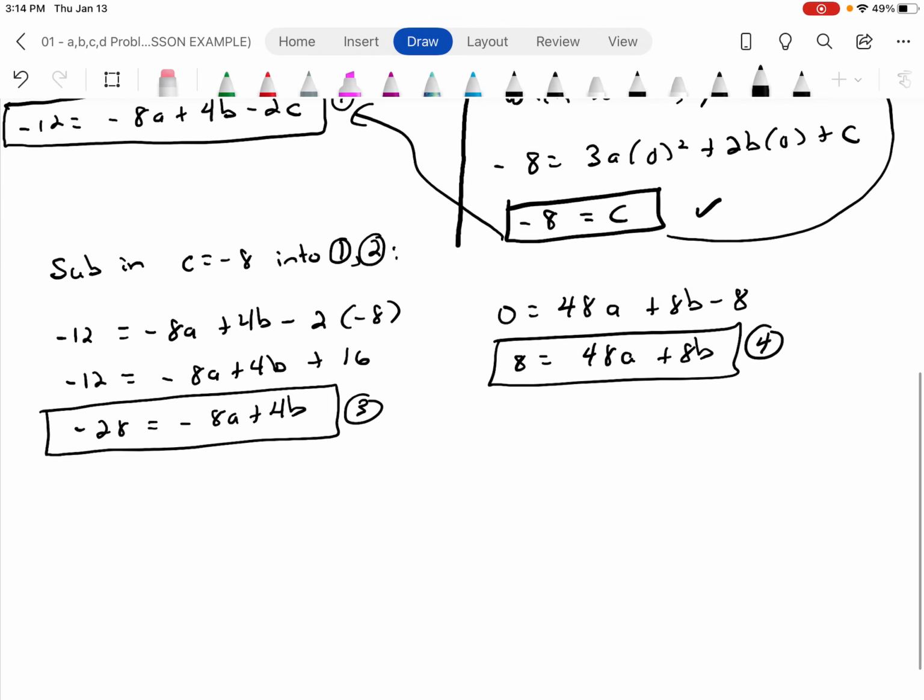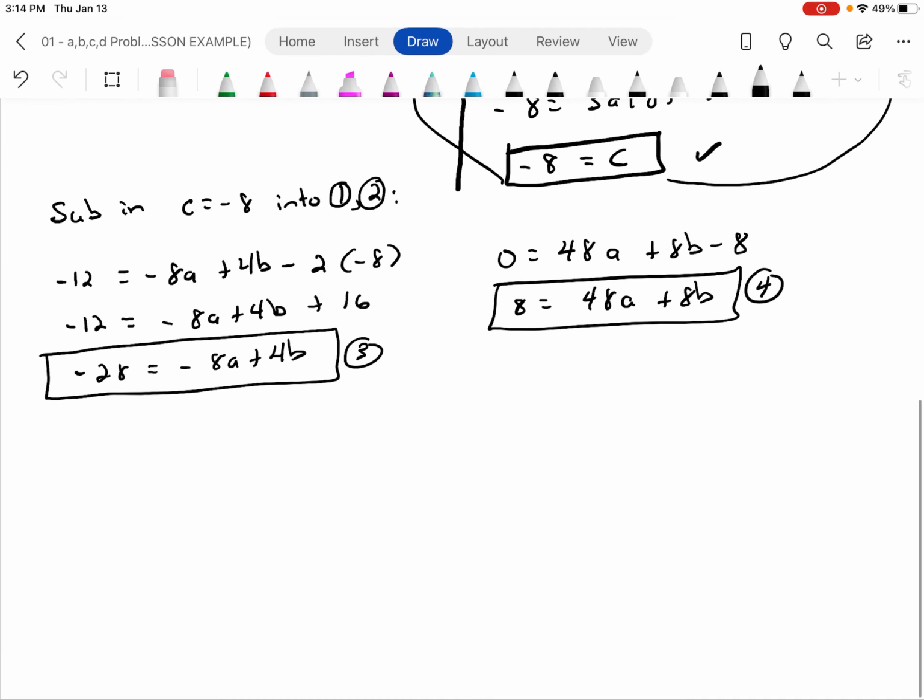And I'm going to write them over top of each other to really try to trigger your brain from grade 10 academic. -28 equals -8a plus 4b. I guess technically I should be going, this is equation 3. This is equation 4. And there's multiple ways to solve this now that I'm down to 2 equations and 2 unknowns. Either substitution or elimination. Those things are going to come back now, all the way from grade 10.